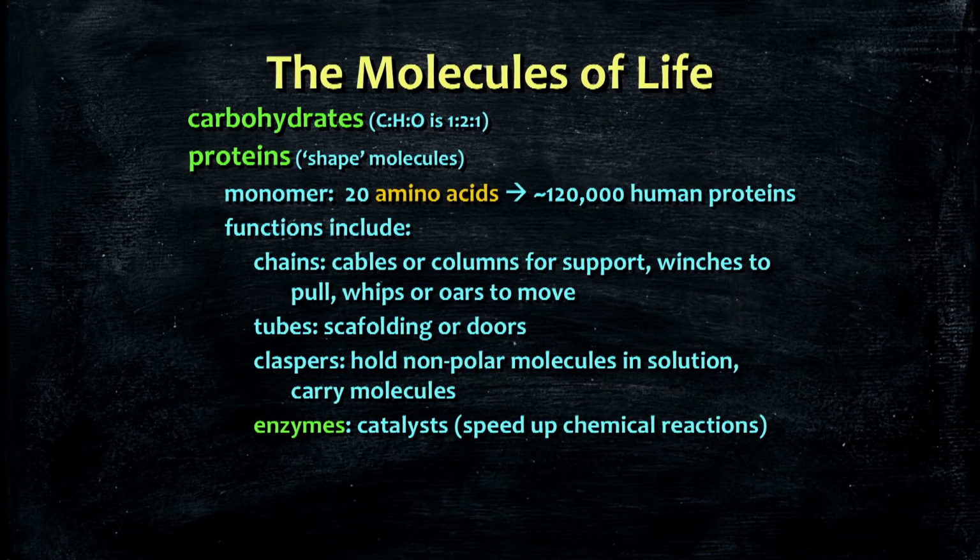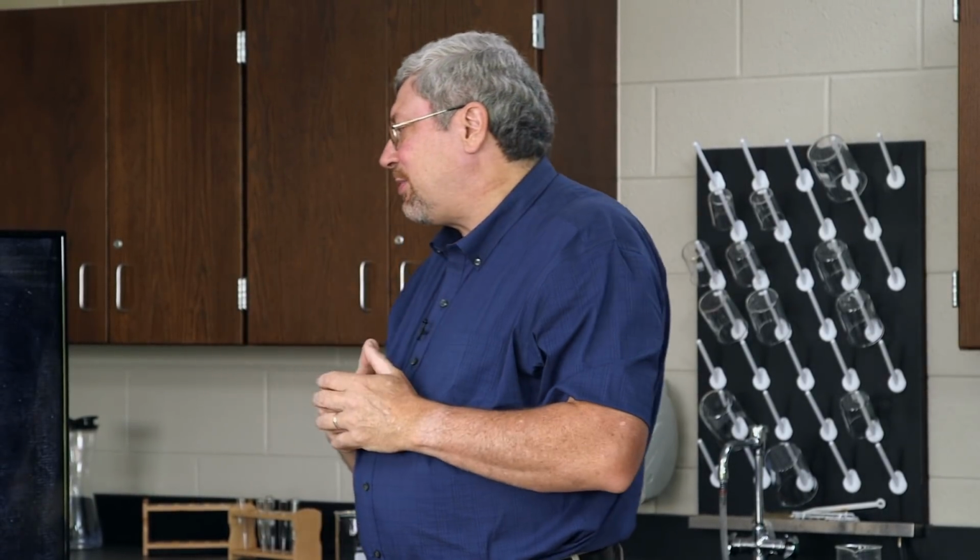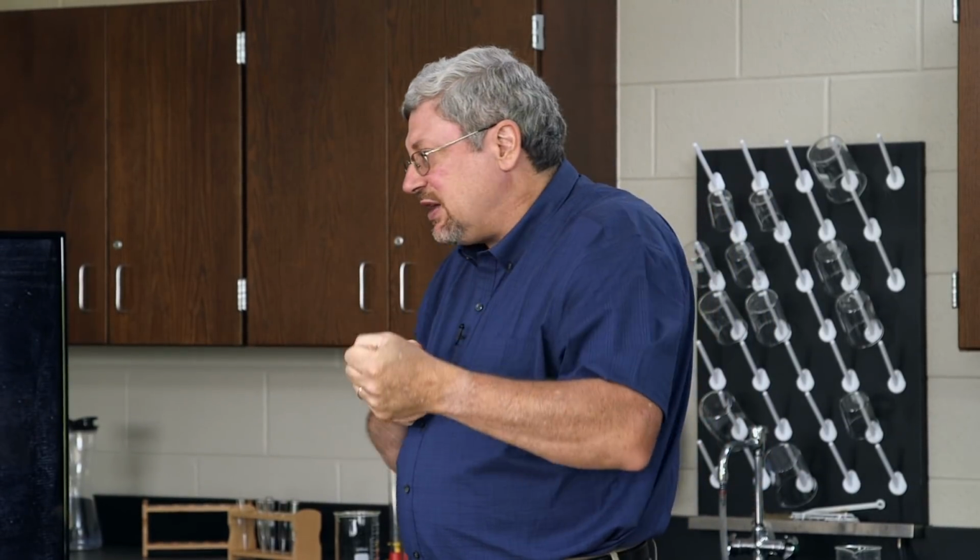If, for example, you need inside a cell the ability to move an object from one place to another by lassoing it, by putting a rope around it and then pulling the rope in, well, the rope is probably going to be made of protein. And in fact, we have proteins that are cables, they're columns, they're support structures that hold organelles in the cell in their proper location. They're used as winches to pull things in.